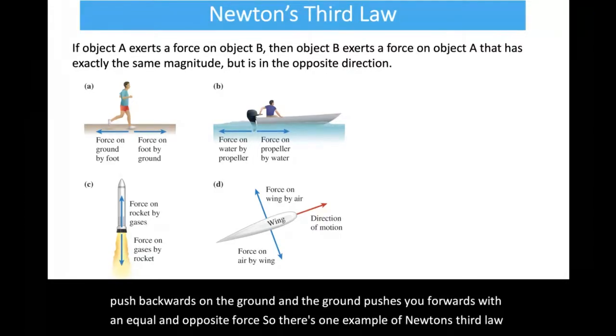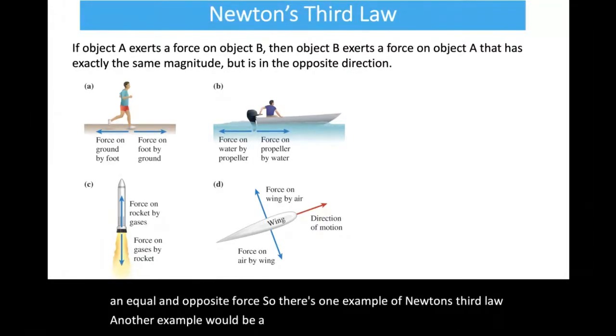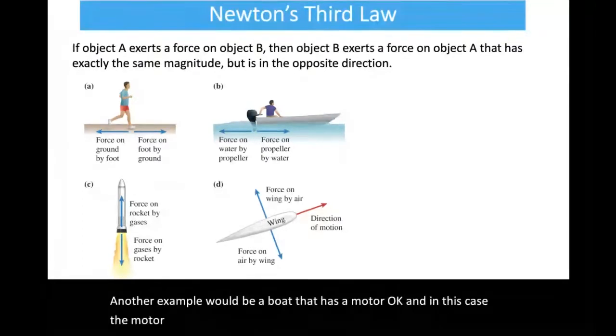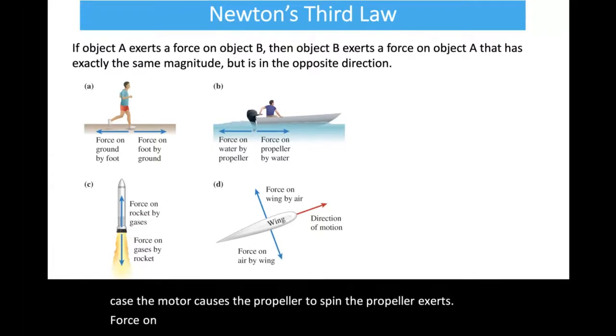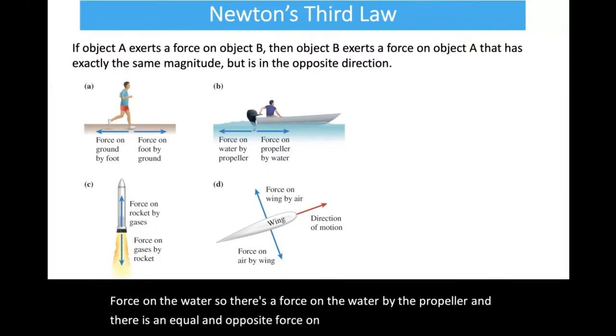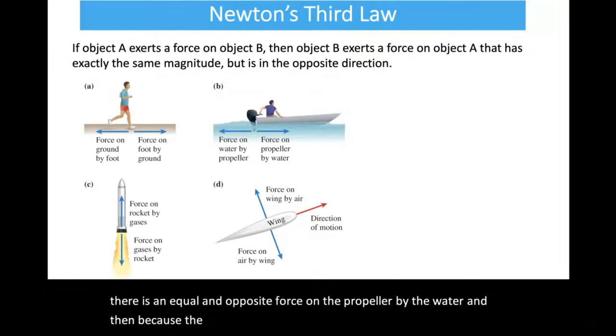Another example would be a boat that has a motor. In this case, the motor causes the propeller to spin. The propeller exerts a force on the water. So there's a force on the water by the propeller, and there's an equal and opposite force on the propeller by the water. And then because the propeller is attached to the motor, which is attached to the boat, that pushes the whole thing forwards.